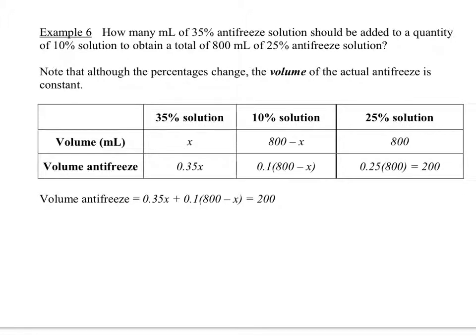We can just multiply out the brackets there, so we get this equation, and then take all the x's over to the left-hand side, all the numbers over to the right-hand side, and eventually we'll get x equals 480. So the number of milliliters of 35% antifreeze solution that should be added is 480 milliliters.